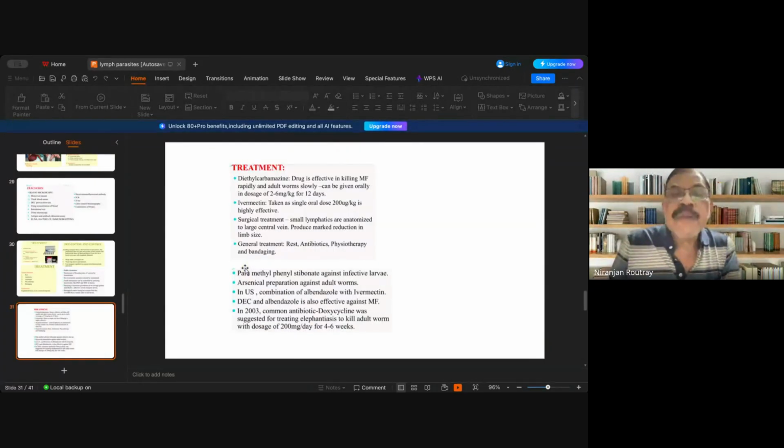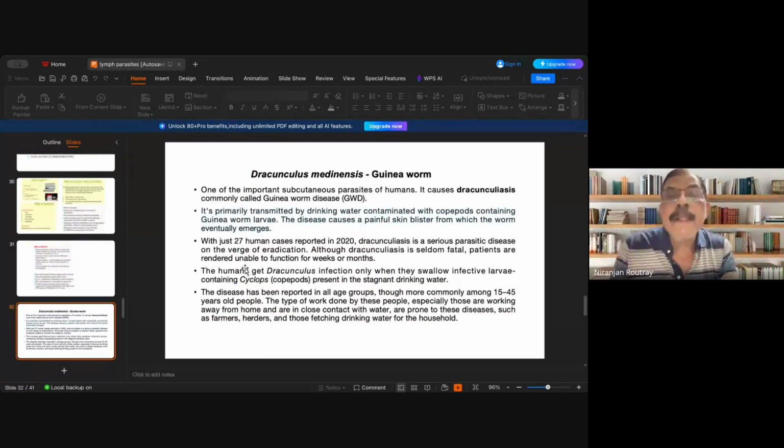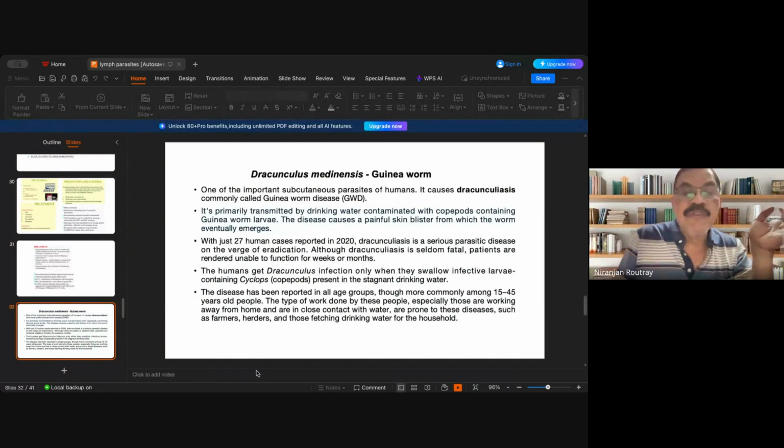Treatment, as I've told you, ivermectin, surgical treatment also. Small lymphatics are anastomosed to larger central vein, produced marked reduction in lymph size. So you cannot completely bring it to its normal condition. So general treatment, rest, antibiotics. Then next, our next one. Just a minute, let me.